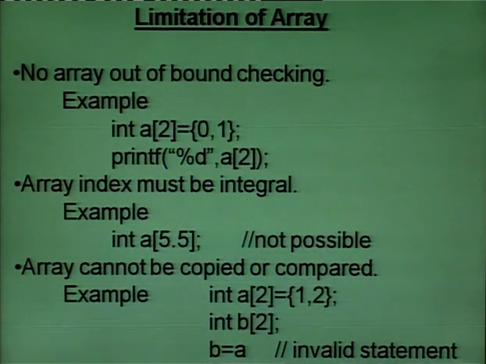Now the various limitations of the array. As we know, the array is most useful for us, but there are different limitations that I have to cover. The three limitations of the array are: first, no array out-of-bound checking. If I declare an array of size 2 and I print the third element of that array, it will not check for that. It won't give a syntax error, it just gives an execution error at the time of running. There is no bound checking for the array.